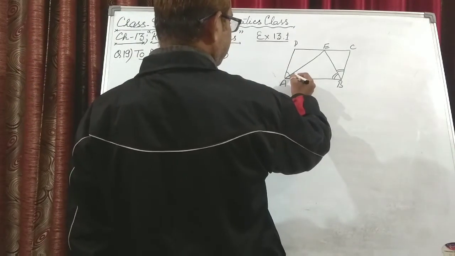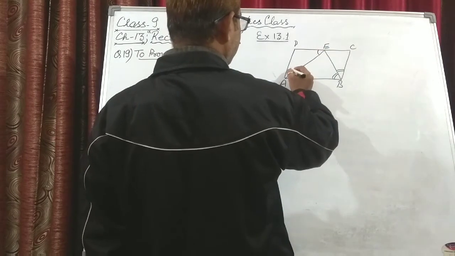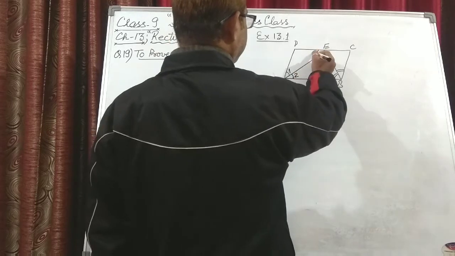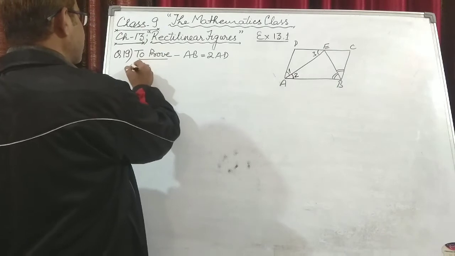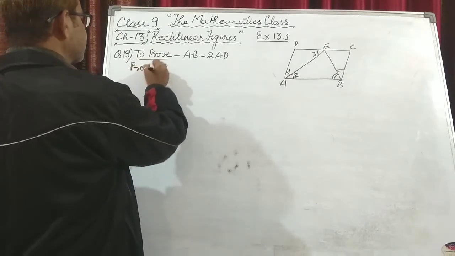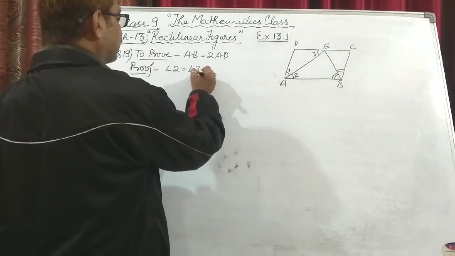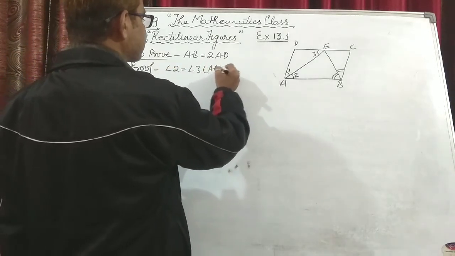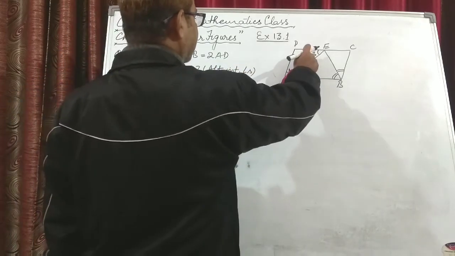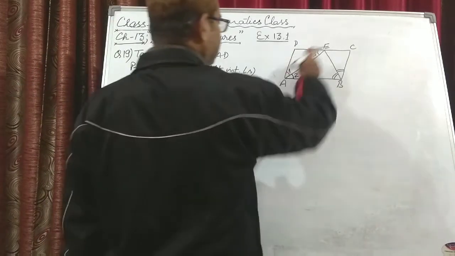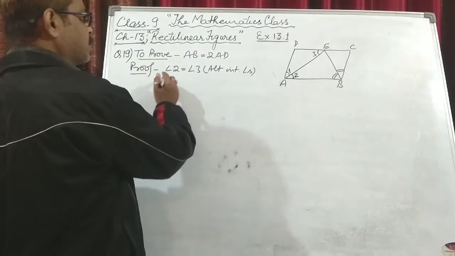Whatever this angle is, the same will be this angle, and these angles are 1, 2, 3. I am writing the proof in short because we have already discussed question number 18. We can say angle 2 is equal to angle 3. Why? Because they act as alternate interior angles. If you want, you can write angle EAB as 2 and AED as 3. Angle 2 and angle 3 are equal.